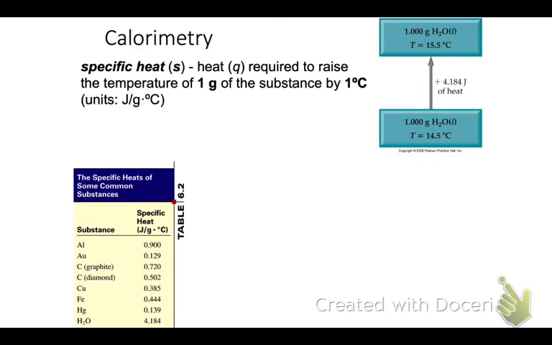Here is a table that shows different specific heats for different substances. You have aluminum, gold, carbon, water, mercury, iron. What you need to notice here is that water has a much higher specific heat than, for example, metals like gold or copper. And that is very important in understanding different phenomena. When you have a metal, it doesn't take much heat for that metal to go up in temperature, while you need to give water a lot of heat to go up in temperature.